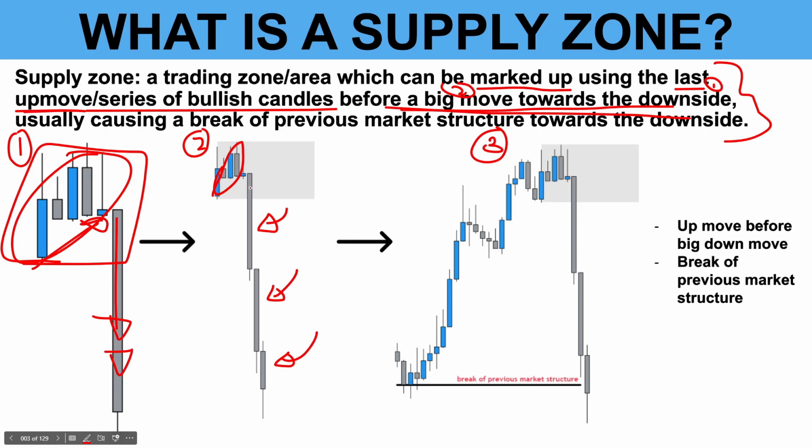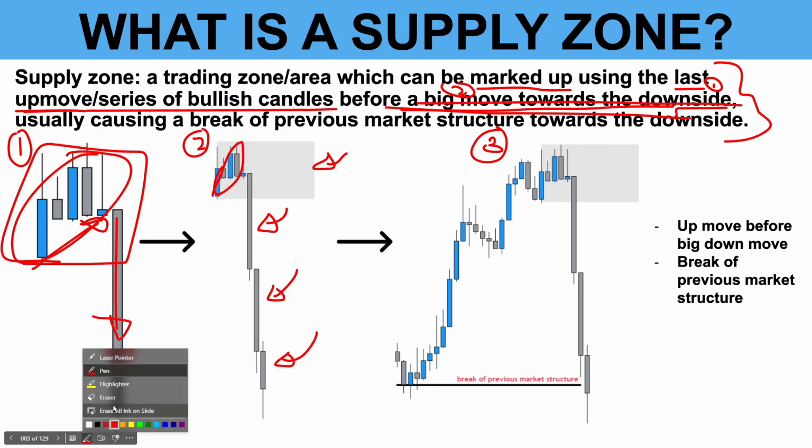A supply zone must always have a large series of volume following it after we have that final up move. So that is the second part. And again, you mark up your supply zone using a box like such. The third part of this definition is about the down move, the big move towards the downside.